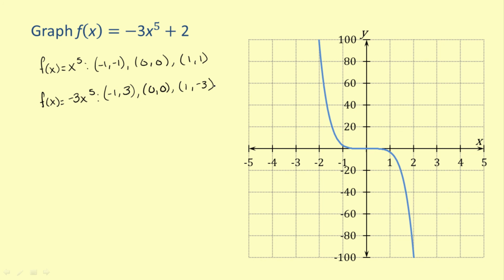Now, we need to consider the vertical shift. For this equation, the graph will be shifted 2 units. Since 2 is positive, we will be shifting the graph up 2 units on the y-axis to give us the final graph of f of x equals negative 3 x to the 5th plus 2. We'll use the same x-coordinates again to find points the graph passes through. The graph passes through (negative 1, 5), (0, 2), and (1, negative 1).